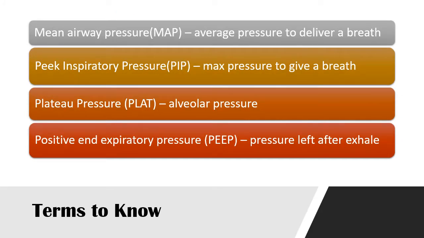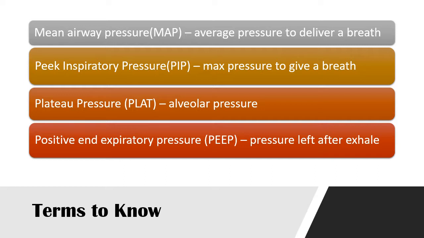Mean airway pressure. That is the average pressure that it's taking to deliver a breath. Your ventilator is going to calculate that for you. Peak inspiratory pressure. Maximum pressure to give a breath. Plateau pressure. That's an important one because that's the pressure at your alveolar bed where the gas exchange is actually taking place. It's important to get a plateau pressure on your patient to make sure you're not overventilating or underventilating your patient.